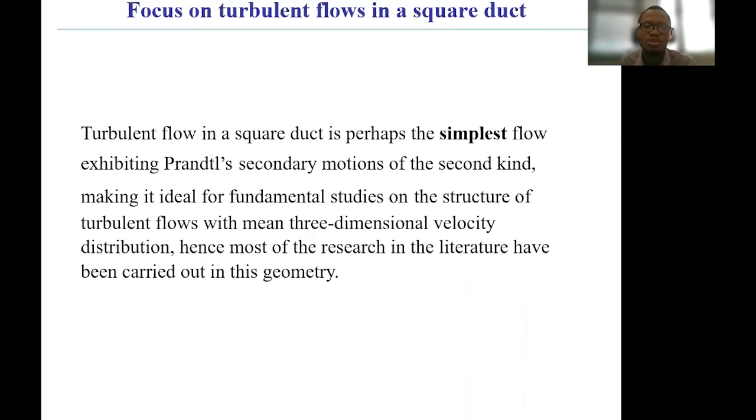So in this talk, the focus will be on turbulent flow in ducts, in a square duct, because the square duct is perhaps the simplest flow exhibiting the Prandtl secondary motion of the second kind. So this makes it an ideal geometry to study the fundamental structure of turbulent flows when you have a main three-dimensional velocity distribution. So in the literature, most studies have been focused on the square duct.